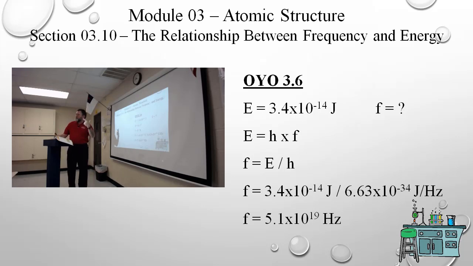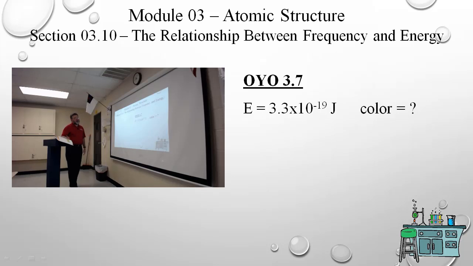My calculator, I must have made a little mental error. But frequency is 5.1 times 10 to the 19th hertz. Any questions on this process? So we're just taking energy going backwards. And then 3.7 says I've got an energy of 3.3 times 10 to the negative 19th joules.